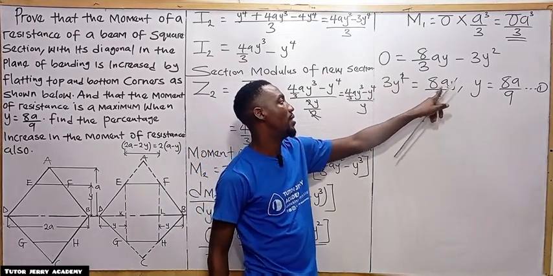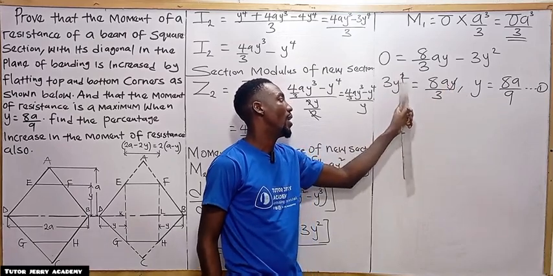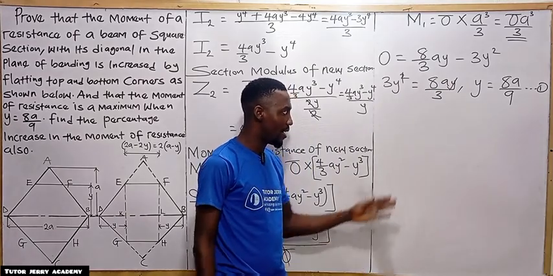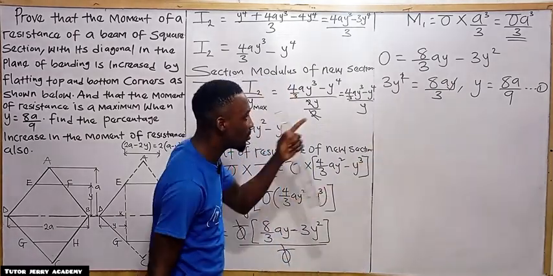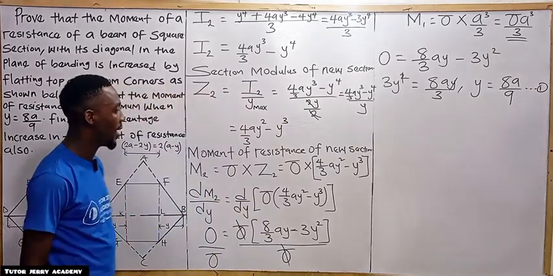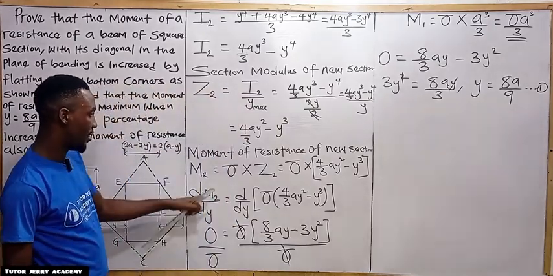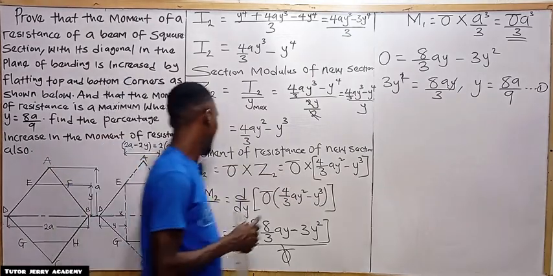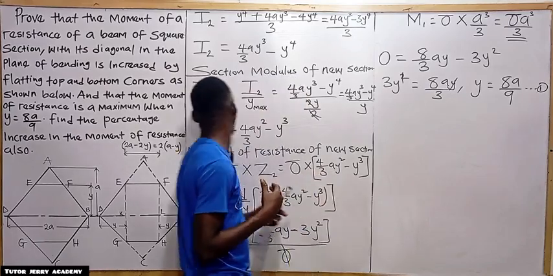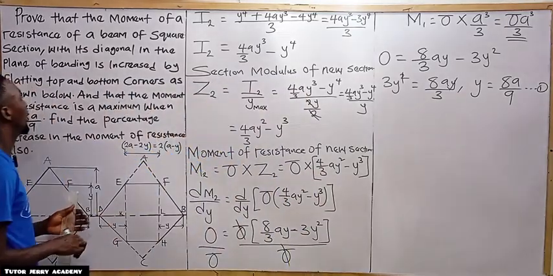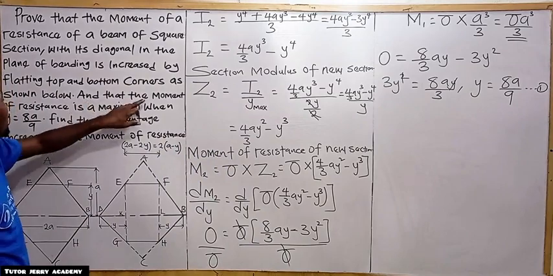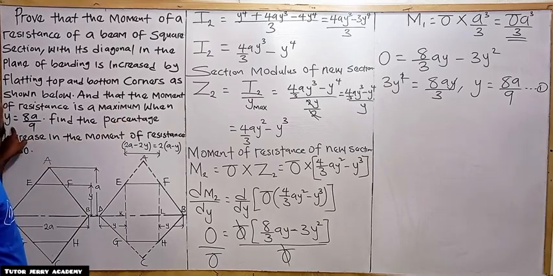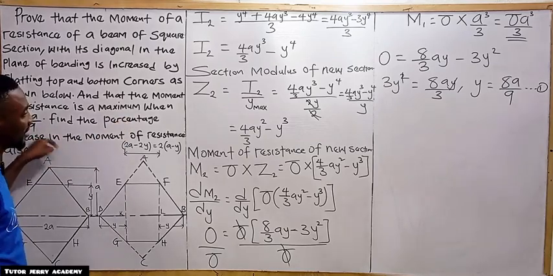And then we are going to be left with 8a here. If you divide both sides by 9, y will be equal to 8a over 9. All right. So now that we have gotten this, we are going to substitute equation 1 into this M2, because we want to check. Don't forget, we are told that the moment of resistance is a maximum when y is equal to 8a over 9. So let's check.